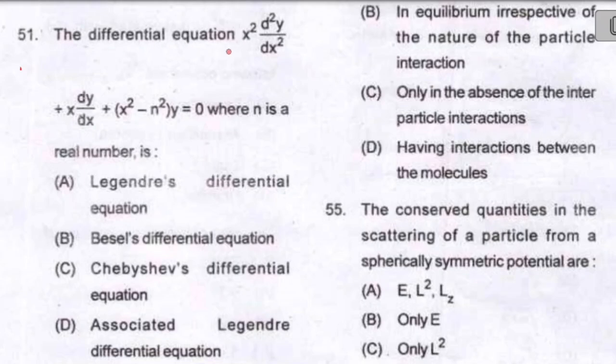The differential equation x square d square y by dx square plus x dy by dx plus (x square minus n square) y equals 0, where n is a real number. So this is Bessel's differential equation. Okay, so your correct option is option B.